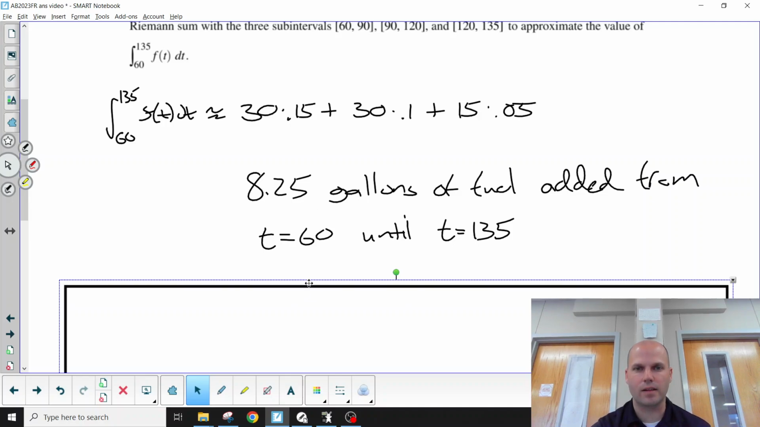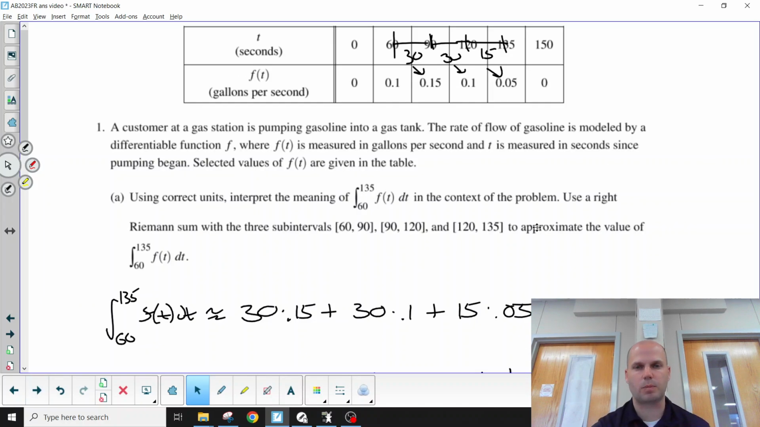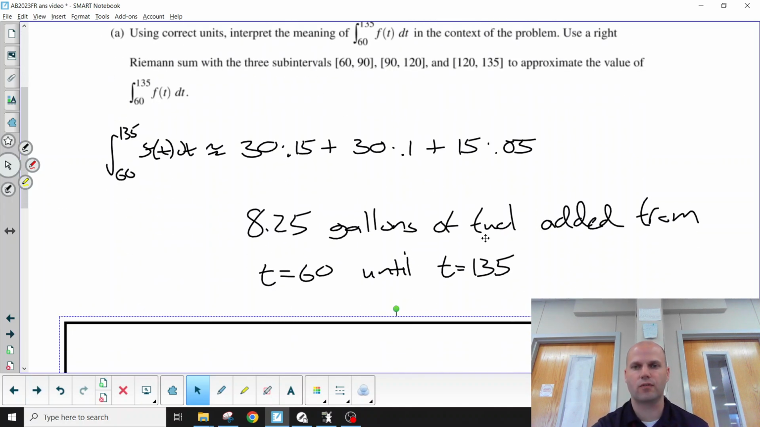And this is total gallons, right? This is an accumulation of a derivative. This will be a displacement. This would be total gallons of fuel added. All right, I think this is going to be worth 3 points. I think 1 point is to show you have the right Riemann sum.